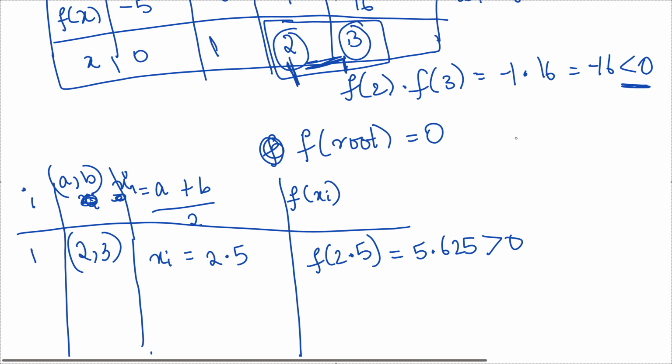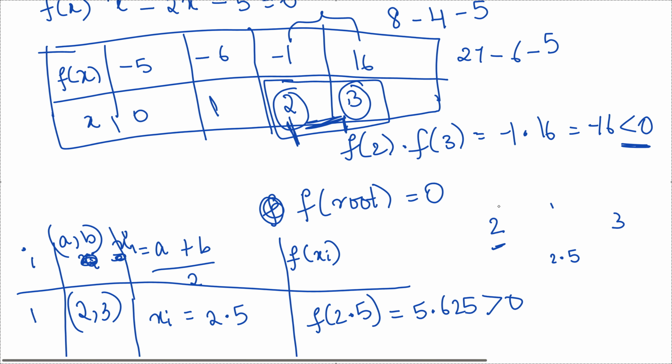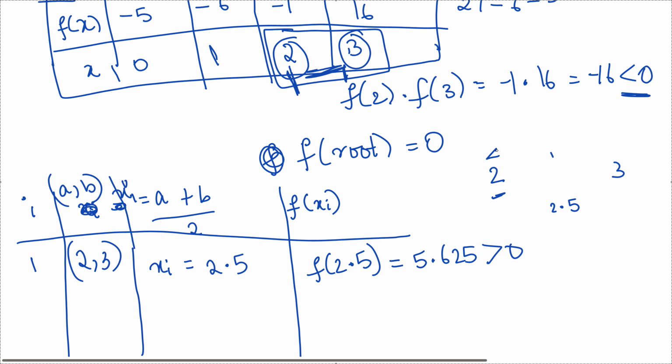So what do we want? Now we have 2, the middle number is 2.5, and we have 3. So f of 2 gives less than 0, right? Minus 1 is less than 0. f of 2 is less than 0. f of 3 is greater than 0. Now again 2.5 is also greater than 0. So now we'll shrink the interval further and we will be taking these two. Our next interval will be these two, 2 and 2.5.